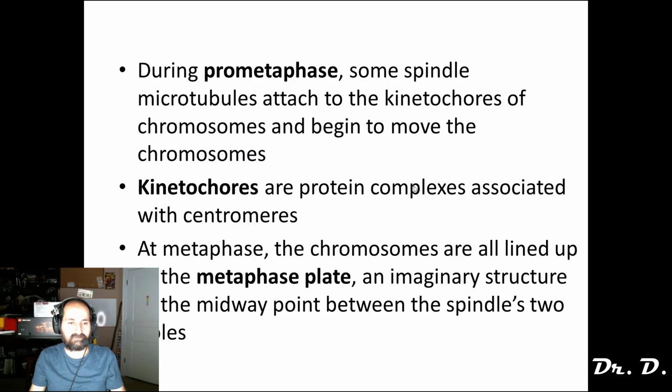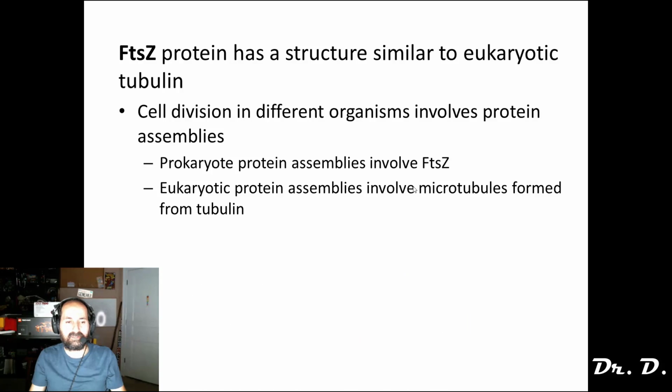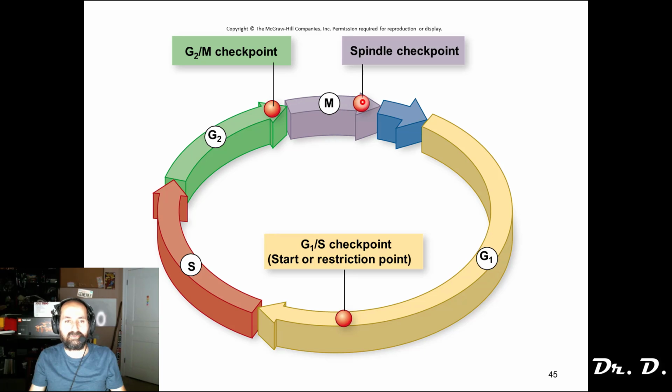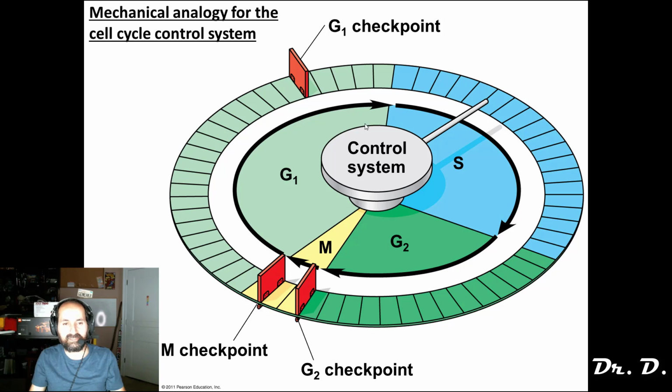If you don't have this late metaphase checkpoint, that could result in uneven numbers of chromosomes separating, a condition known as aneuploidy, which is bad. So you could think of this cell cycle control system almost like a roulette wheel. You've got the roulette wheel spinning, and once it hits one of these flaps, that's like a stop. That's a checkpoint.